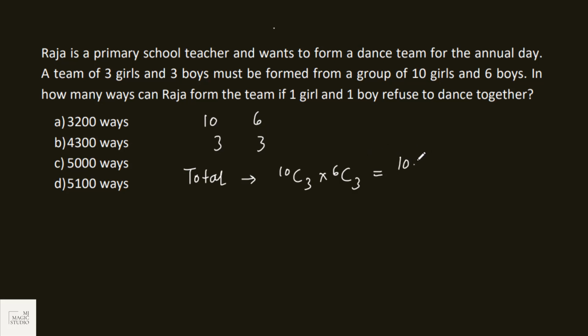Now 10C3 is 10, 9, 8 by 6, into 6C3 which is 6, 5, 4 by 6. So this is 120 into 20, which is 2400. That would be the total number of cases. In how many ways can Raja do it if one girl and one boy refuse to dance together? First, in how many ways are this one boy and one girl always together?